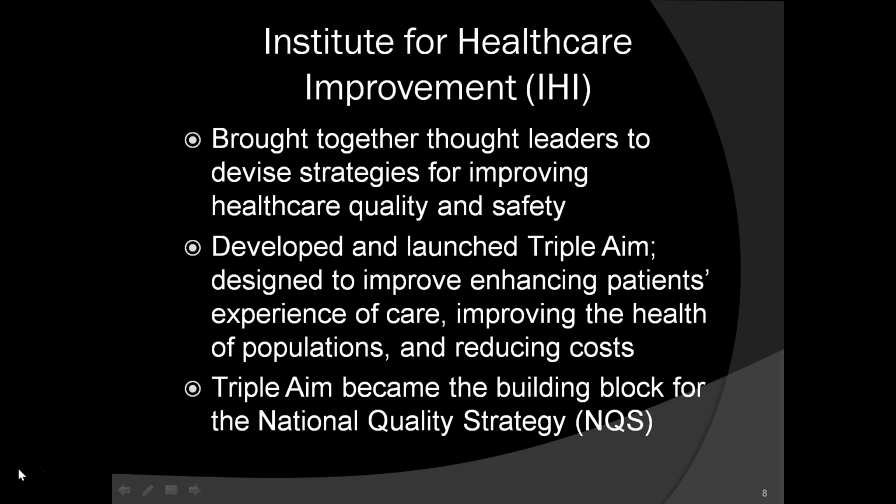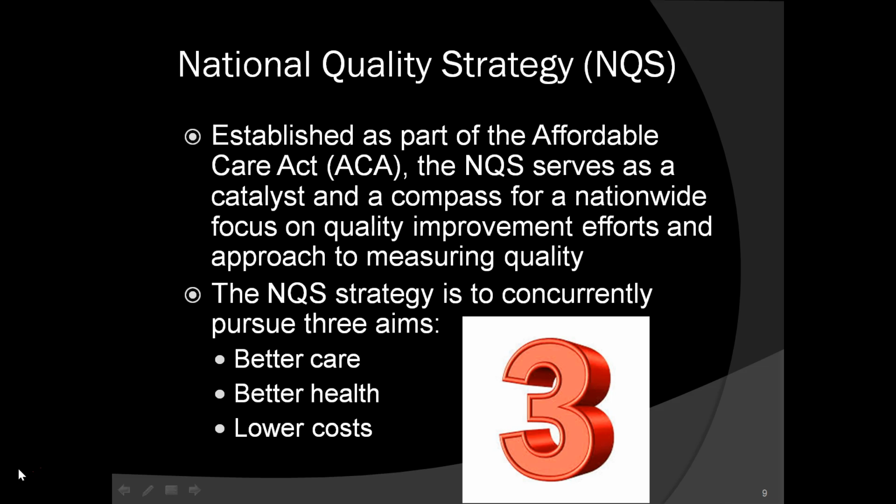Triple Aim became the building block for the National Quality Strategy. The National Quality Strategy was established as part of the Affordable Care Act and serves as a catalyst and compass for the nationwide focus on quality improvement efforts and approach to measuring quality. Its strategy is to concurrently pursue the three aims: better care, better health, and lower cost.